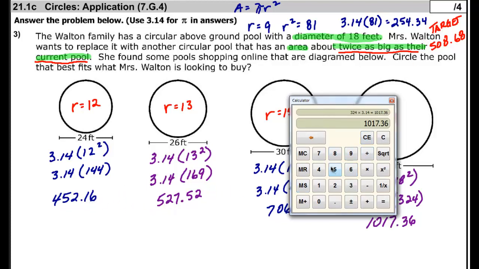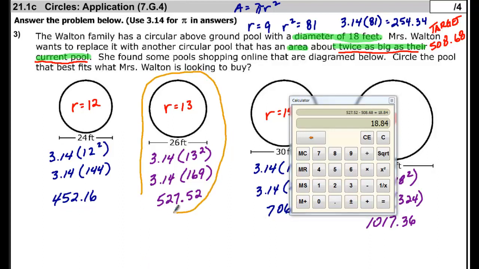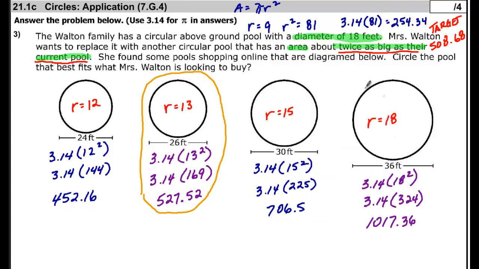And if we take our target, 508.68, and we subtract the 452.16, we can see that that's 56 away. If we take the 527.52, minus the 508.68, that's only 18 away, which means this is the pool that is closest to twice as big. Okay, so match your test up with that.